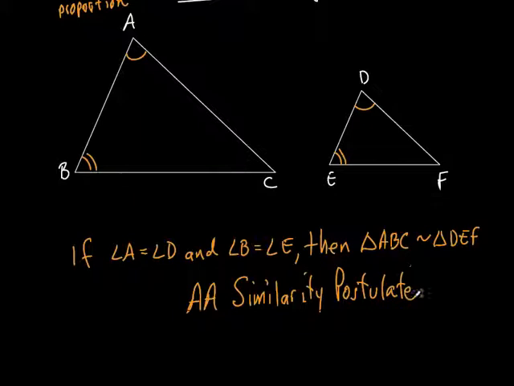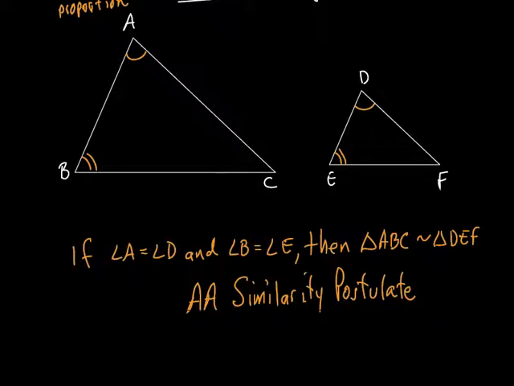Remember, a postulate does not have to be proven. It's an accepted fact, okay? And the reason we put similarity in here is because the triangles are not congruent to each other. They're similar to each other. So we call it the angle-angle similarity postulate. Does that make any sense? All right. And that's all you have to know in order to say that they're similar.